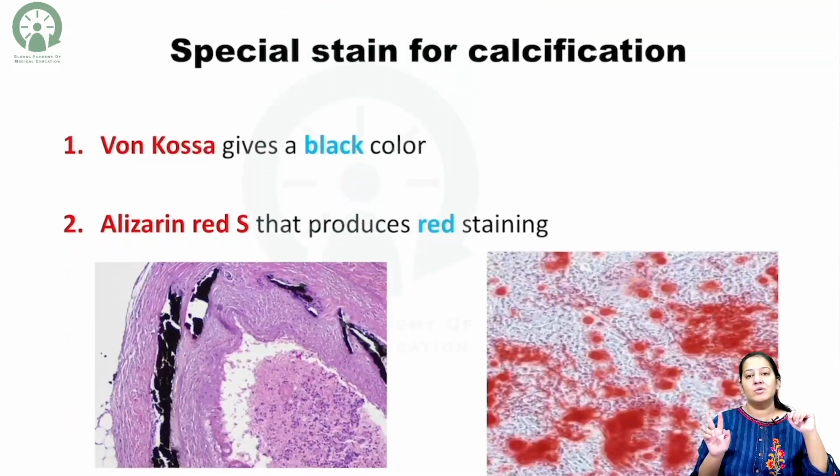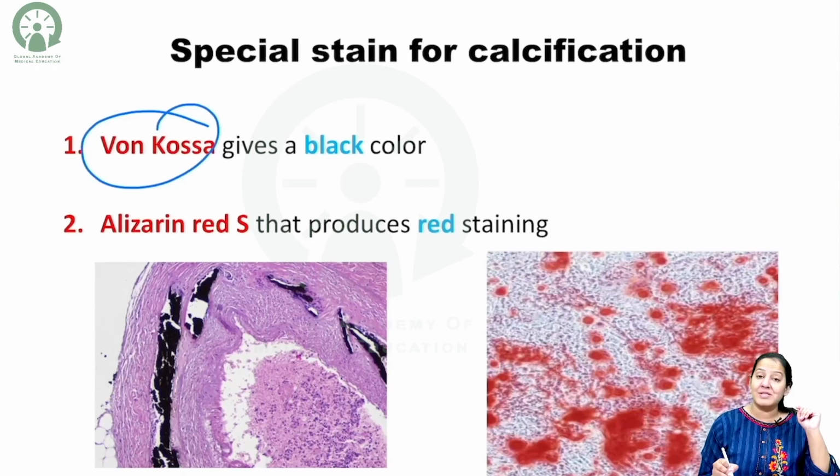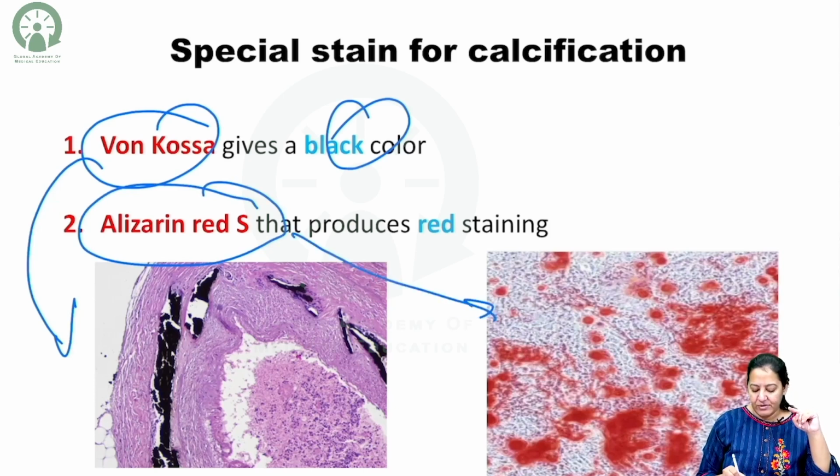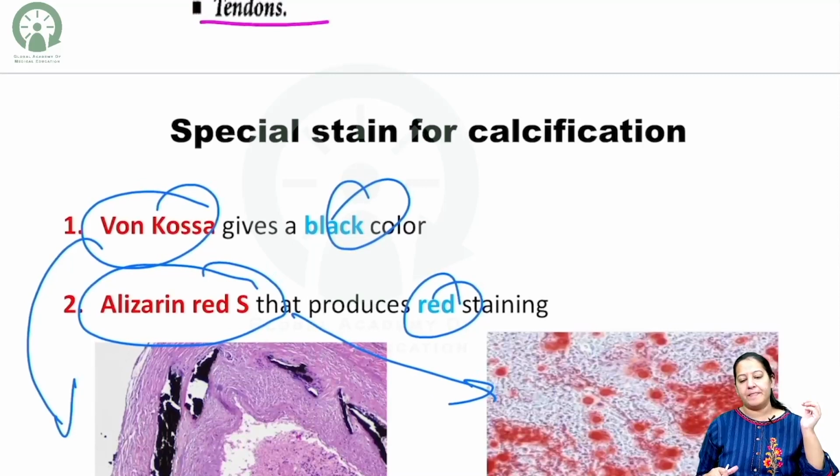For calcium, there are two special stains available. Can you name the special stains? The first one is von Kossa. It gives a black color. See the diagram. The second one is alizarin red. It gives a red color. See the diagram. So these are the two special stains for calcium.